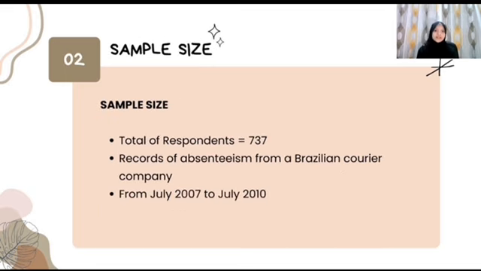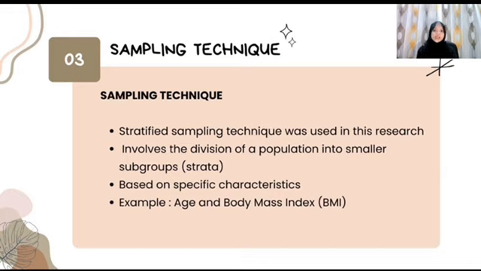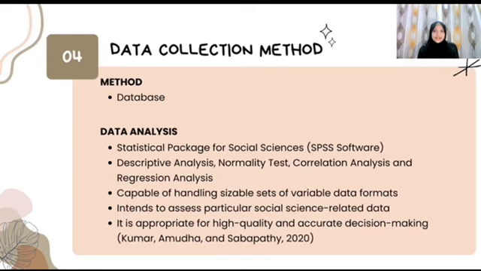Second, we'll move to sample size. There are 737 total respondents in this data. Records of employee absence from a Brazilian courier company from July 2007 to July 2010 were used to generate the database. Third, the sampling technique. Stratified sampling technique was used in this research as it involves the division of a population into smaller subgroups called strata, which are based on specific characteristics, for example, age and body mass index. Last but not least, the data collection method. The method used to collect data is from a database.